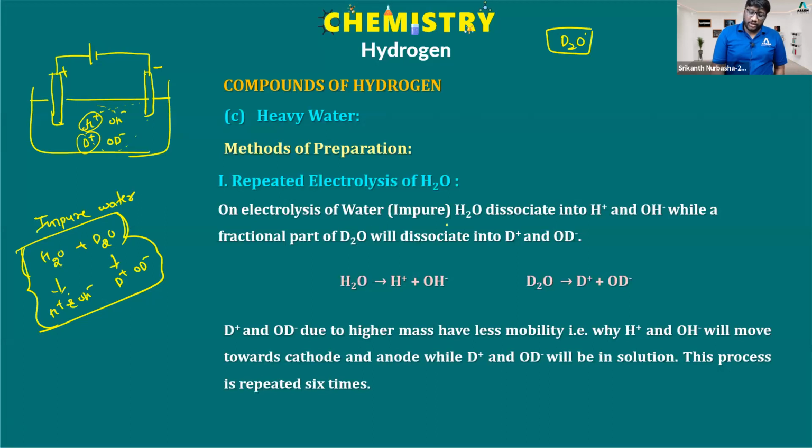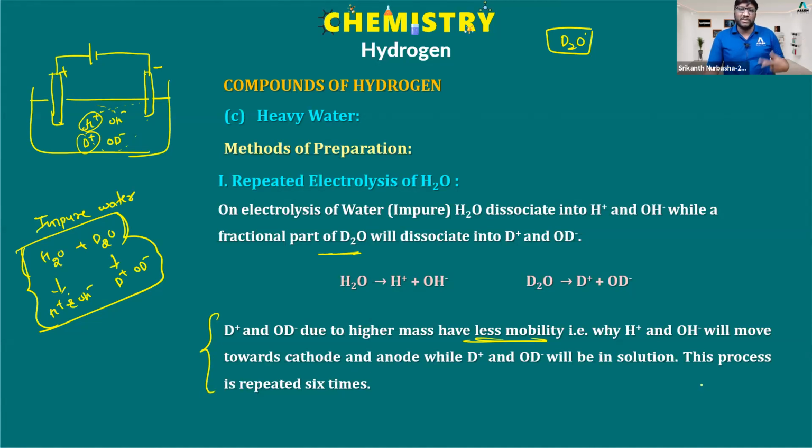On electrolysis of impure water, H2O dissociates into H plus and OH minus, while a fractional part of D2O will also dissociate into D plus and OD minus. Because the OD bond is stronger than the OH bond, the dissociation is also weaker. So OD minus and D plus, due to higher mass and less mobility, will not go and deposit. H plus and OH minus move towards cathode and anode, while D plus and OD minus cannot move because of higher mass, so they remain in the solution.